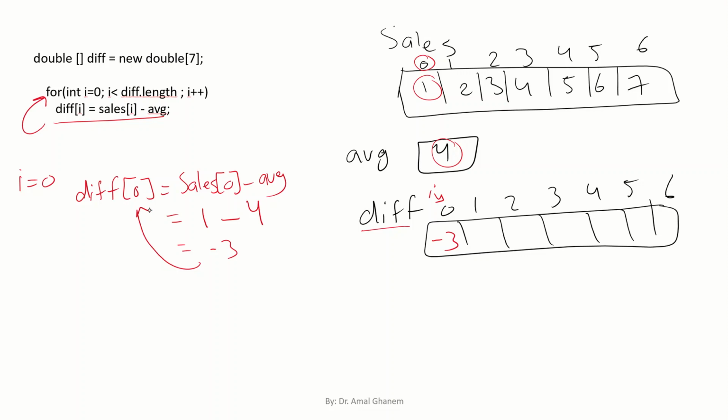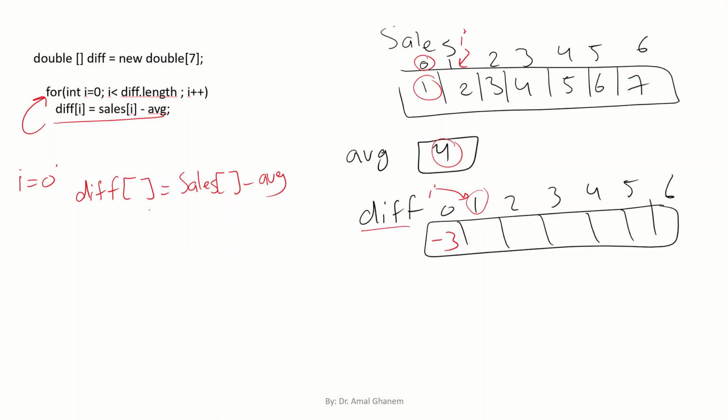So i will be moving to the second location, location 1. And we will notice that we are using i for the two arrays. So if i is 0 for sales, it will be 0 for difference. If i is 1 for sales, it means i will be moving to location 1 in difference. So we are using the same index for two arrays.